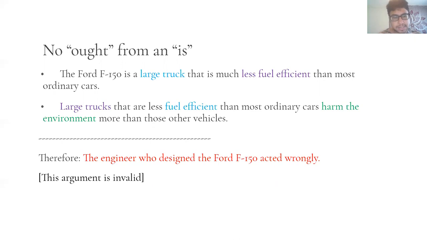So this argument is invalid, which means that it's problematic from a philosophical perspective. The reason why it's invalid is because the two premises are just factual claims about something which we could verify using science or our senses. So the F-150 is a large truck, it's much less fuel efficient, and so it harms the environment more.